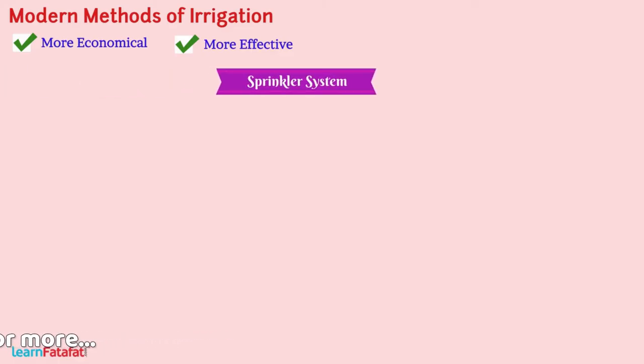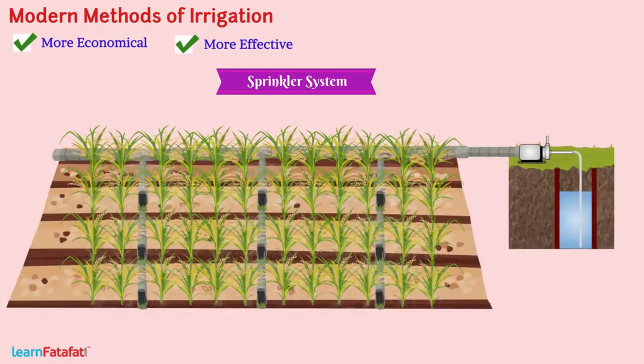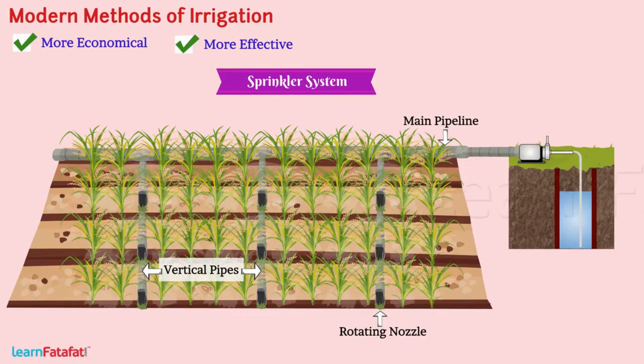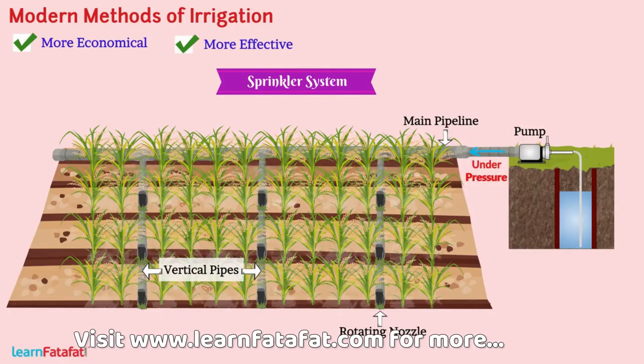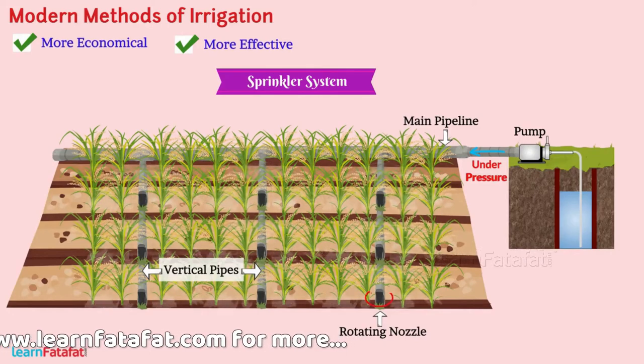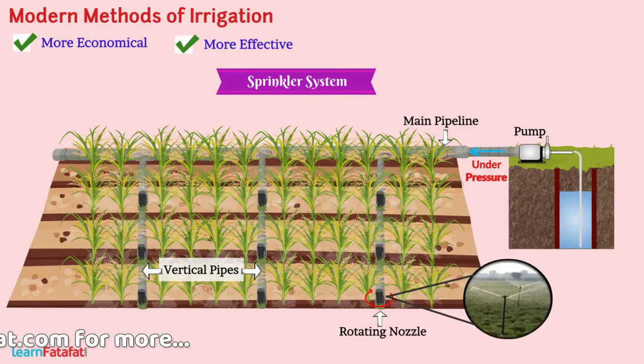Sprinkler system. This system consists of vertical pipes provided with rotating nozzle on the top and are joined to main pipelines at regular intervals. With the help of pump, water is allowed to flow through these pipes under pressure. The pressure of water makes the nozzle rotate and water is sprinkled on the crops similar to rain.